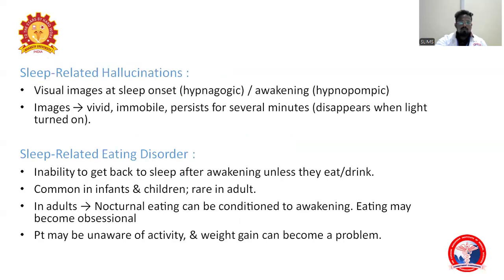Sleep-related hallucinations are visual images at sleep onset or awakening, hypnopompic. That is, whenever the hallucination occurs at awakening time, it is hypnopompic. Hypnagogic is at sleep onset. They are vivid, immobile, persist for several minutes, and disappear when the light is turned on. These types of hallucinations are common and normal physiological phenomena.